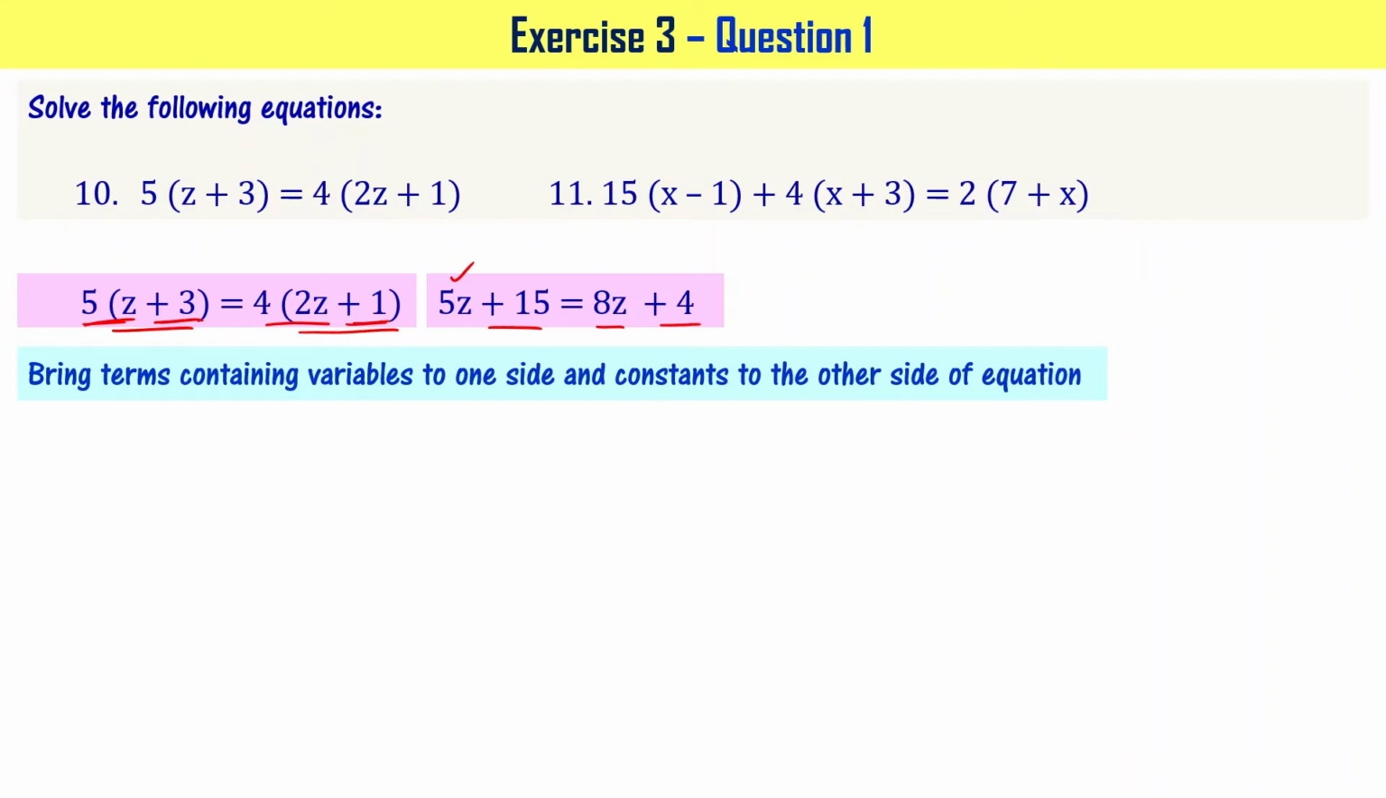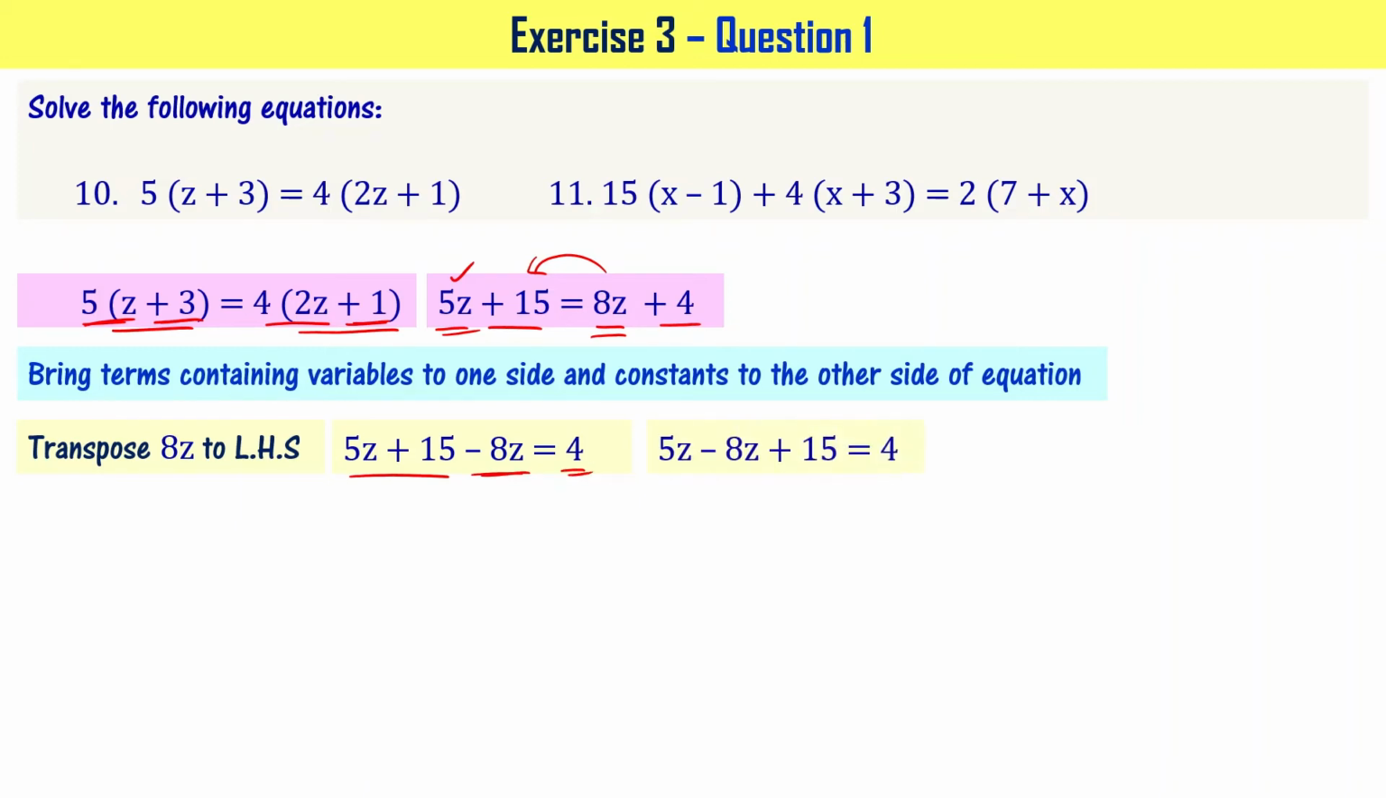For that, let me take this 5z to the other side, or otherwise I can take even 8z to this side, right? Let us transpose 8z to LHS. When I do that, the equation can be written as 5z plus 15 minus 8z equal to 4, right? Now let me rearrange this equation such that I can write it as 5z minus 8z plus 15 equal to 4. We know 5z minus 8z is minus 3z, right? Minus 3z plus 15 equal to 4 is the new equation.